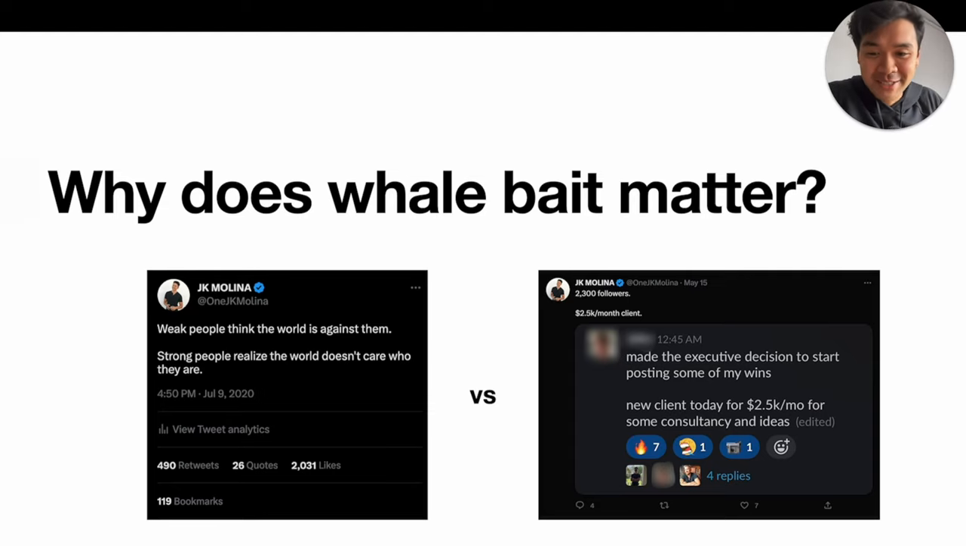So imagine I message those people, probably not qualified. Whereas the people on the right, 2,300 followers, 2.5K a month client. Right? That's a testimonial. That's a case study. Way more relevant. The left is fish bait. The right is whale bait. You want to create whale bait so that the people who engage with you are actually whales.